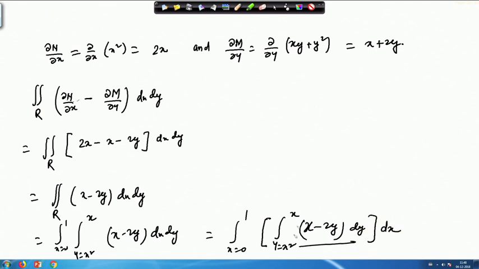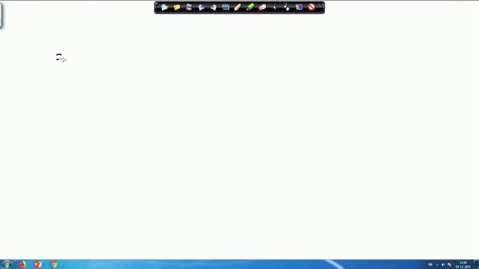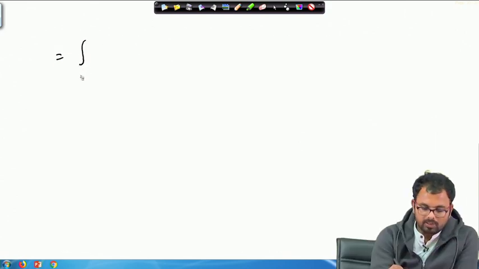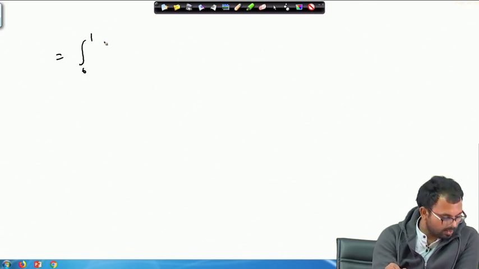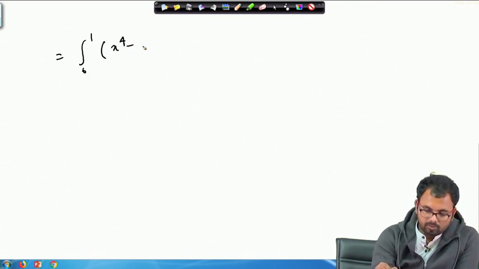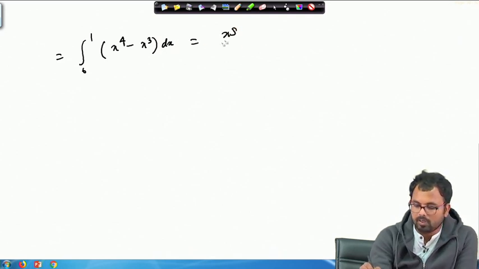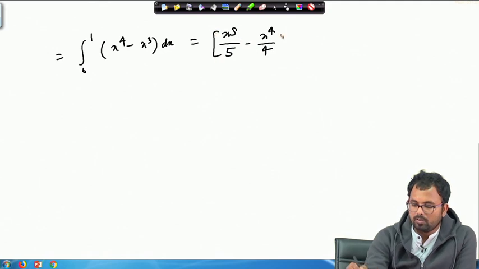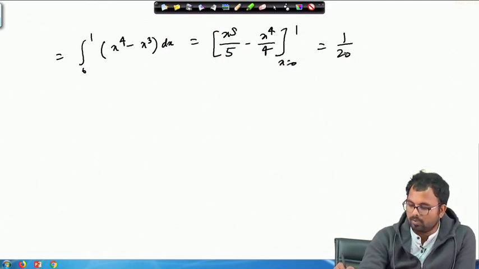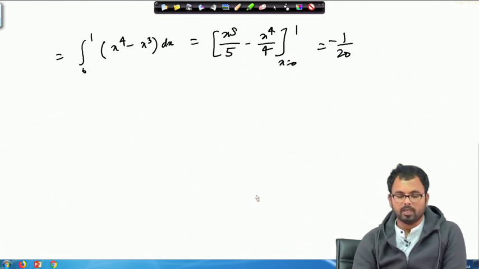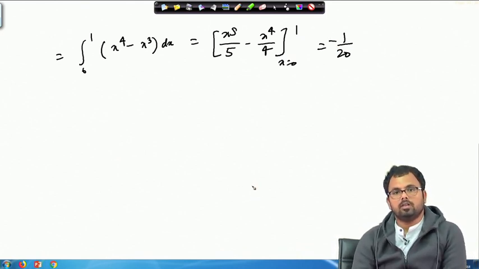So, we integrate with respect to y first, substitute the limits, and then we integrate with respect to x. So, ultimately we will obtain, after integrating with respect to y and putting the values, x to the power 4 minus x cubed dx. So, this will be x to the power 5 by 5 minus x to the power 4 by 4, and x will be running from 0 to 1. So, this will be basically 1 by 5 minus 1 by 4, which is minus 1 by 20. Now, that is the surface integral.